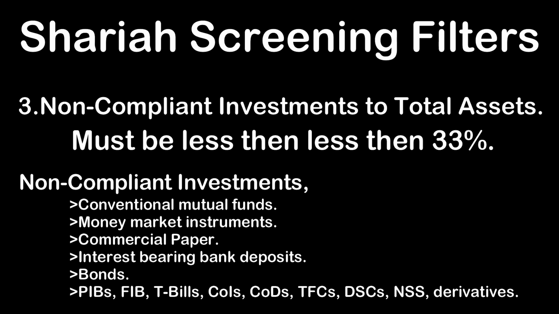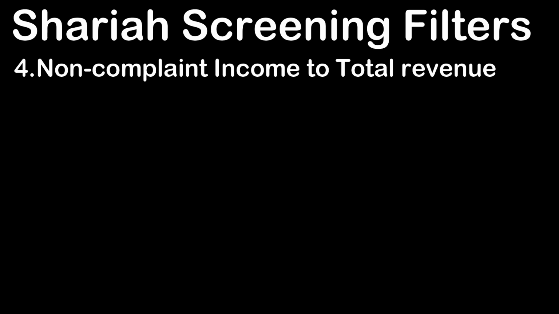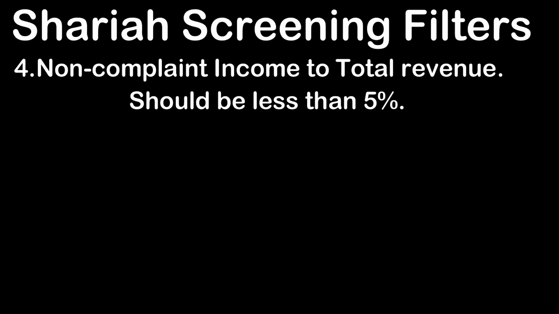Non-compliant investments also include investments in companies which are declared Sharia non-compliant due to non-compliance to any of the mentioned criteria for Sharia compliance. Another filter is non-compliant income to total revenue. This means the ratio of non-compliant income to total revenue should be less than 5%.